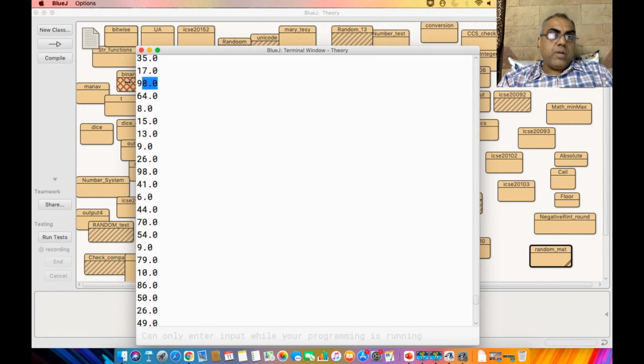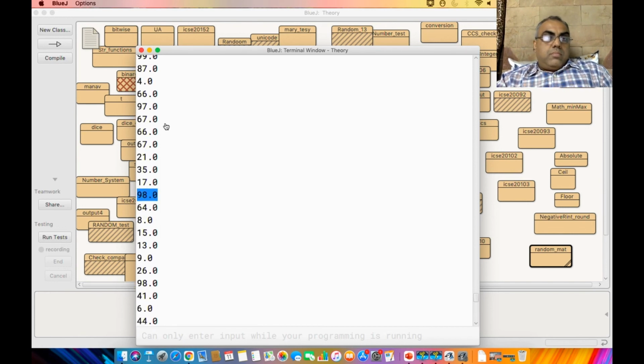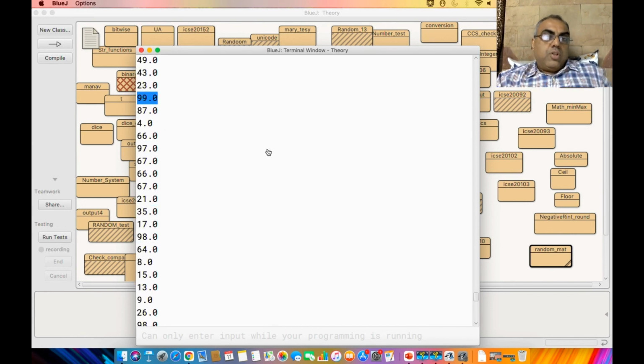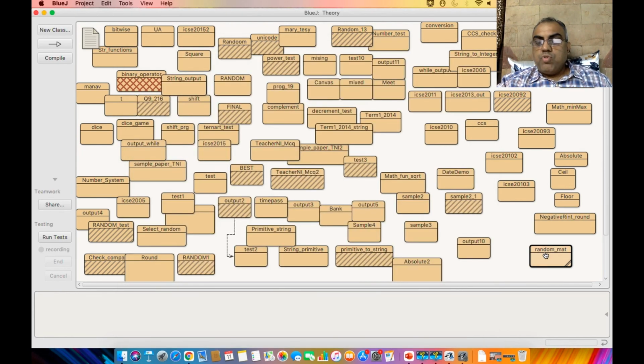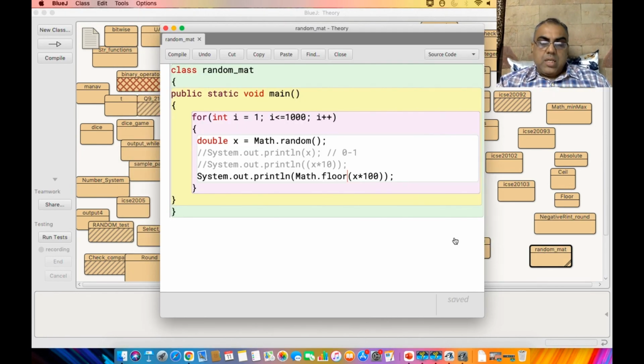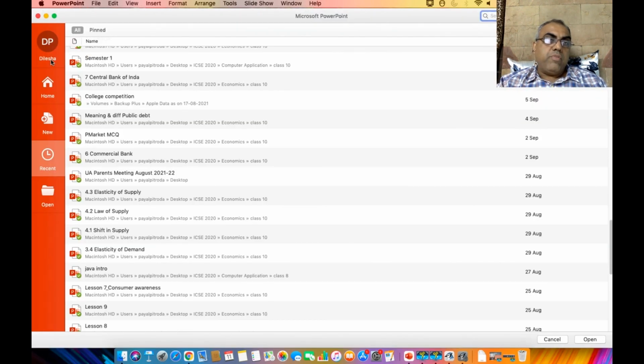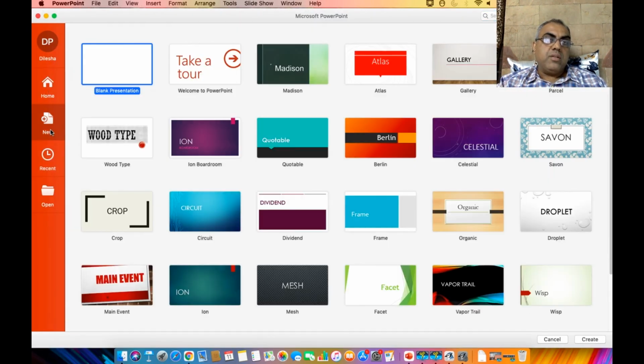It's a random number. Up to 98 it has come. 99. No, 100 will not come, because it's floor. So I hope you guys have understood this. Now the last thing that is left is, what if I have to generate a number between some number and another number? So I'm going to take you through a very simple explanation.